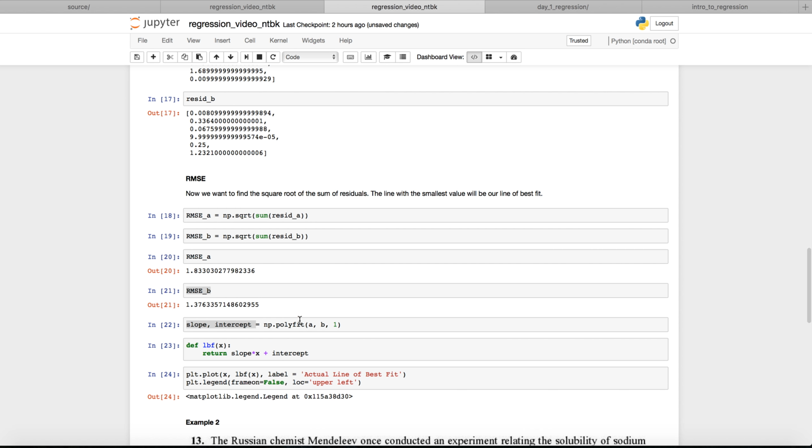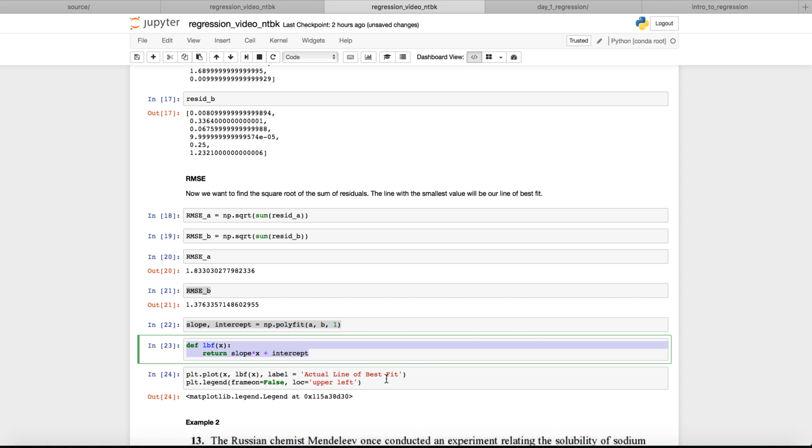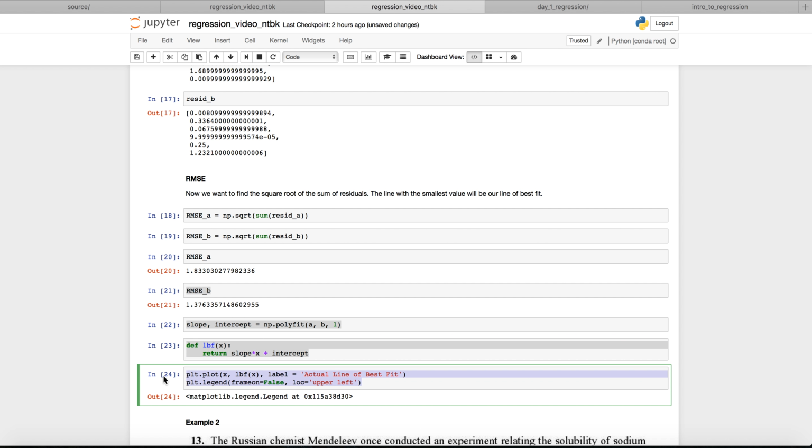But this is the syntax for finding a straight line of best fit, the slope and intercept for the straight line of best fit. Then I have to define a function. Then I plot that function.